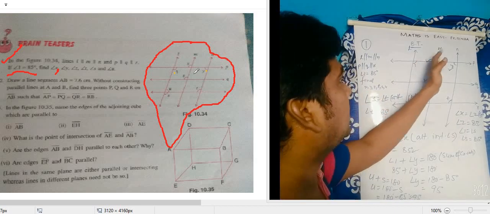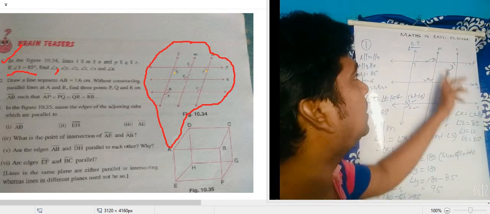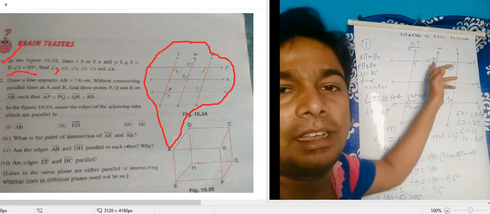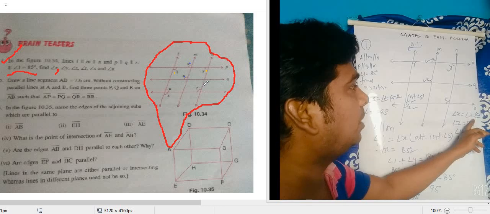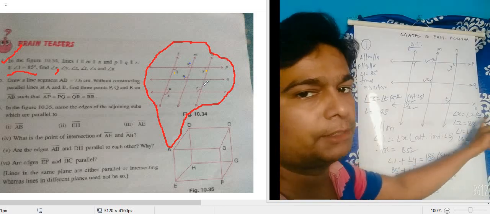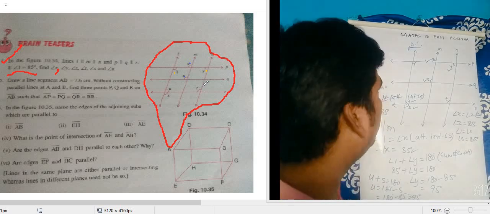Now 1 is obtained, X is obtained, Y is obtained. Now X and Z. What type of angle are X and Z? X and Z are corresponding angles. And corresponding angles are equal in parallel lines. So the value of Z will become 85 degrees. We will write angle X is equal to angle Z because the reason is corresponding angles. Now angle Z will be equal to 85 degrees.